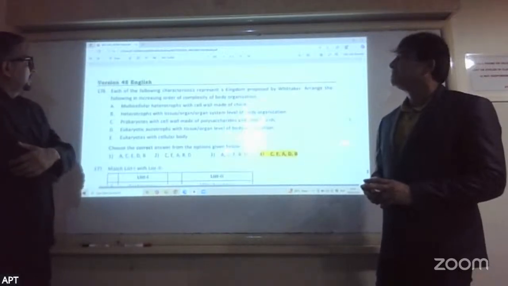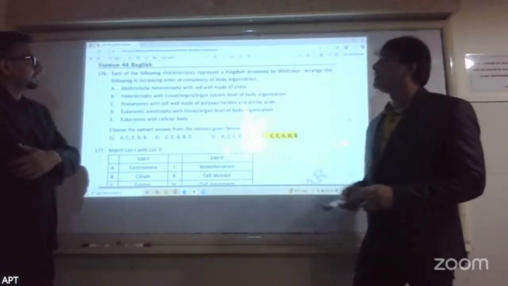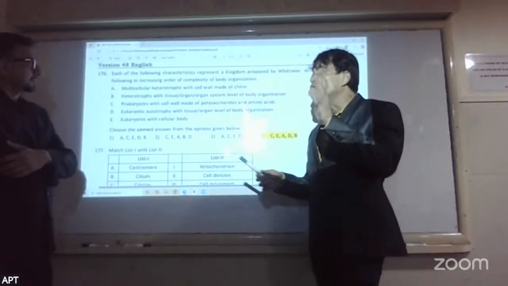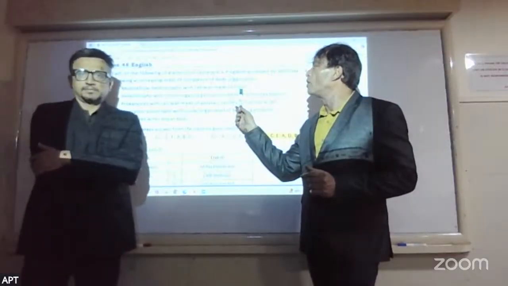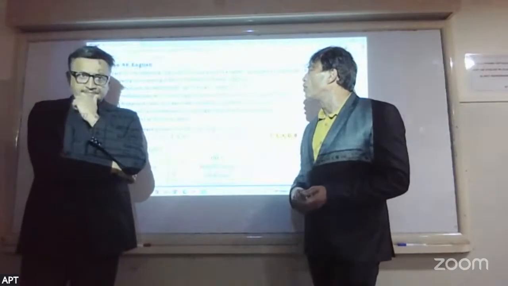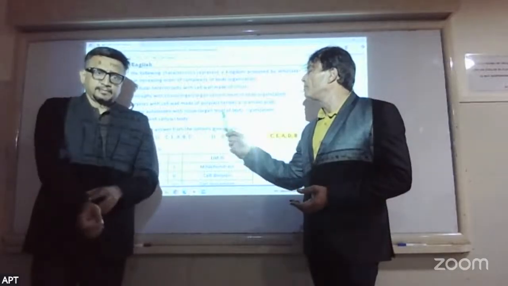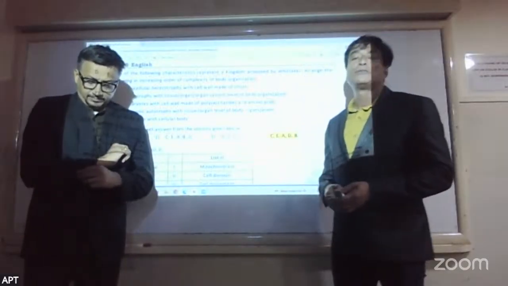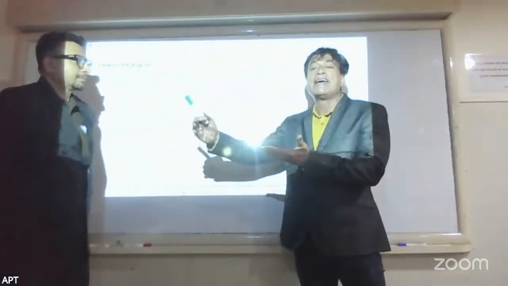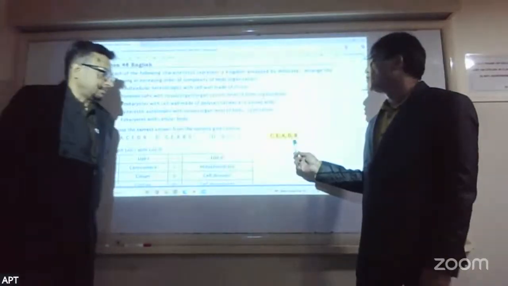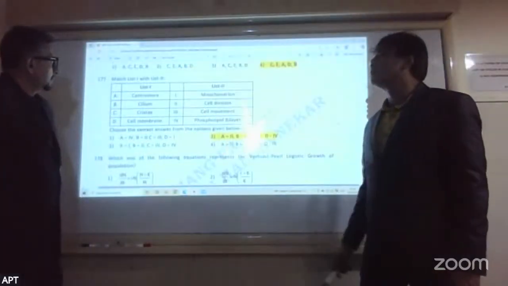Each of the following characteristics represents a kingdom proposed by Whittaker. Arrange the following in increasing order of complexity of body organization. If you see, each is a character of one kingdom. Like A is a character of fungi, B is a character of animalia, C is a character of monera, D is a character of plantae, and E is a character of protista. So of course the increasing order will be monera, protista, fungi, plantae, and animalia. So following that, your answer should be C, E, A, D, and B. Correct? This is how the order should be.